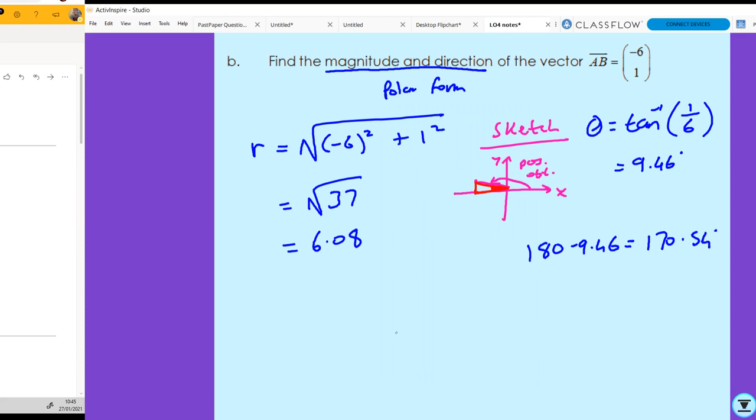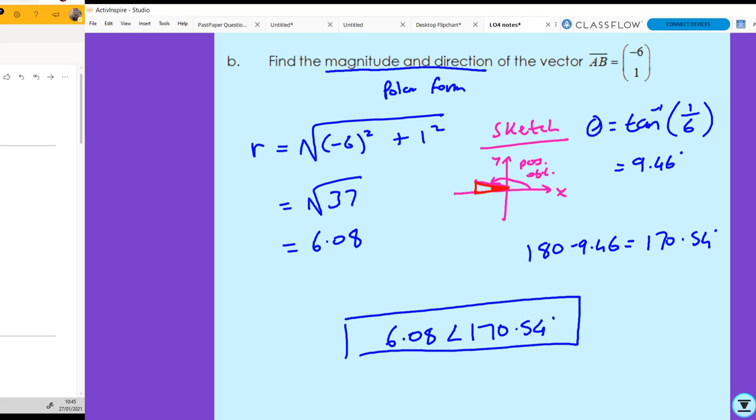So to get it obtuse, we take the acute angle away from the 180, giving us 170.54 degrees. So finish it off: radius, angle, and then followed by the angle that's correct. Again, if it had been on the negative side, all we'd have to do is remember to put a negative symbol in when we get to our end.